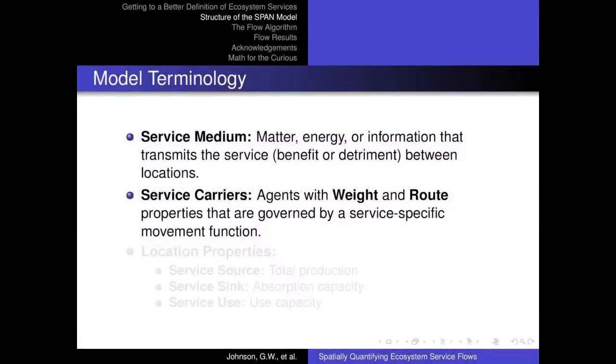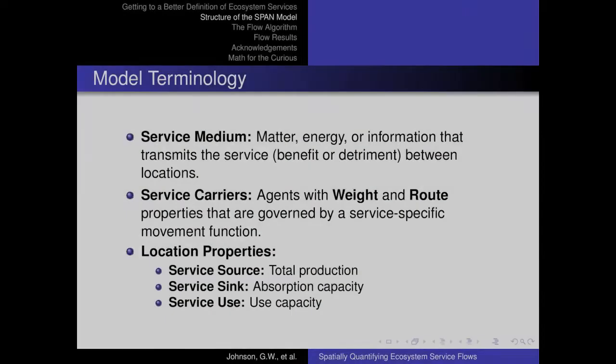Awesome. So, review of the terminology. The service medium is the amount of energy or information that transmits the service, benefit or detriment, between locations. We model them using network flow and agent-based models. So this means that I take some water, some bees, or some fire, and I create little entities which have a weight and a route value. The weight is like a little bucket holding some fire or some water. And then they run around the landscape following their flow algorithm, and they try to dump it onto users while the sinks try to suck it up while they run across them. So we simulate it with a bunch of little moving guys on the landscape.